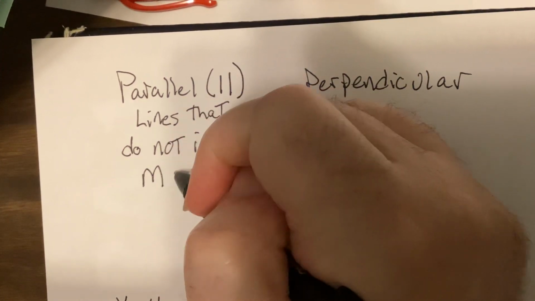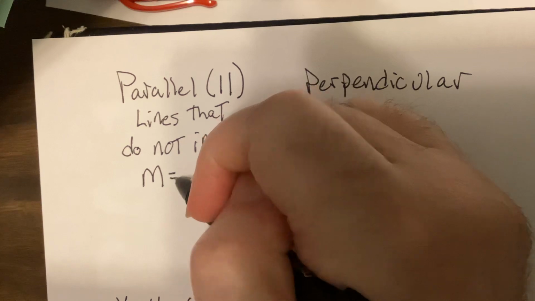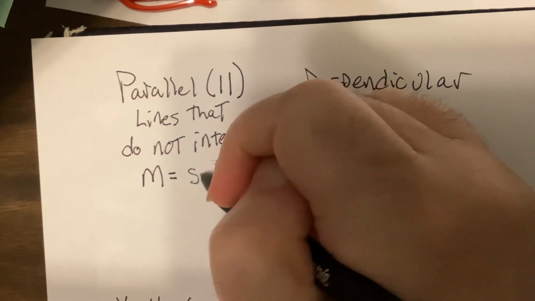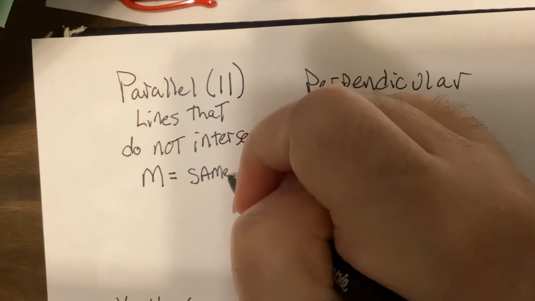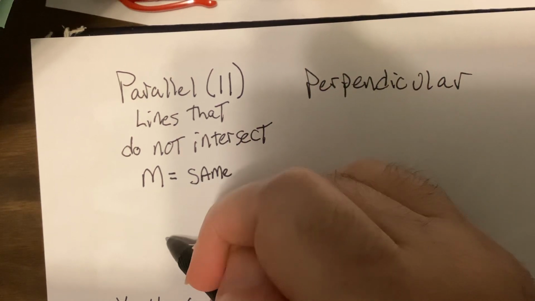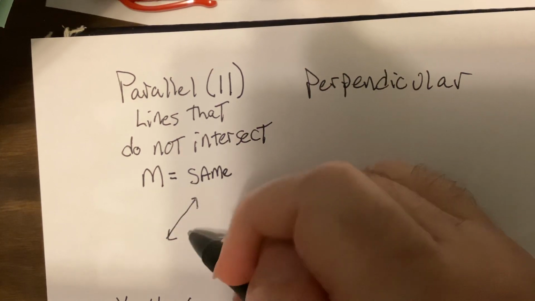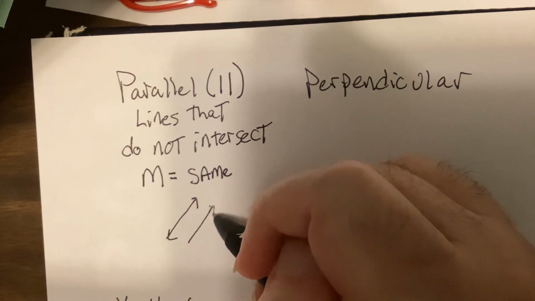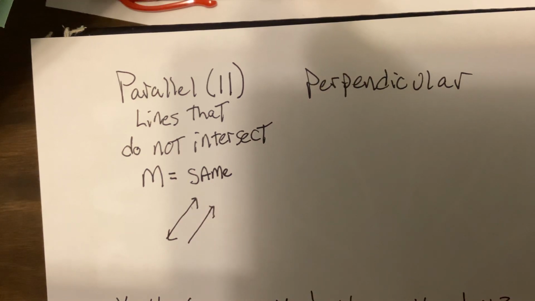So the slope of the parallel lines have to be the same. So if one is going up at a certain rate, the other has to be going up at the same rate or they would eventually touch.